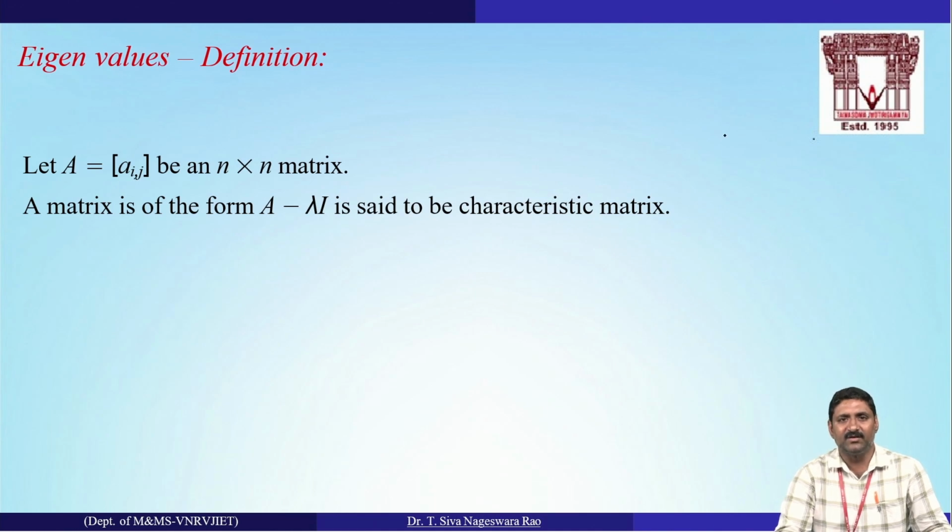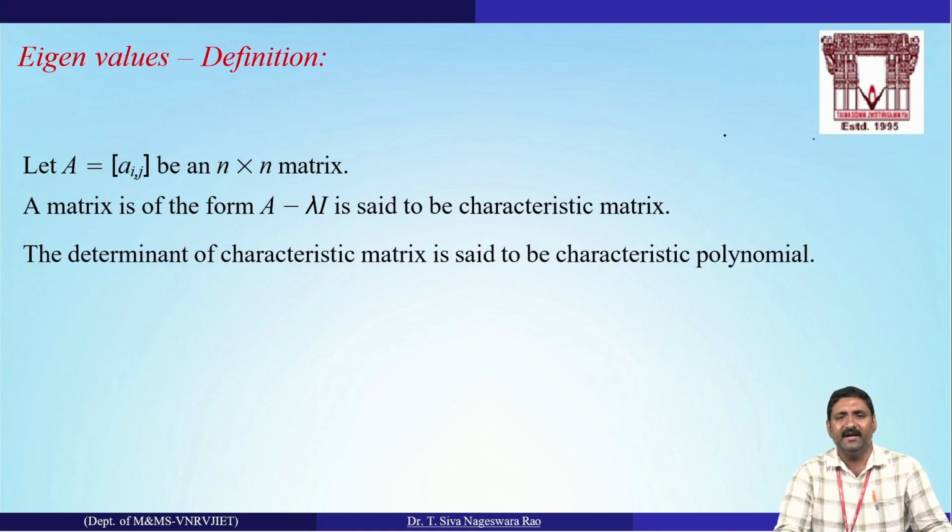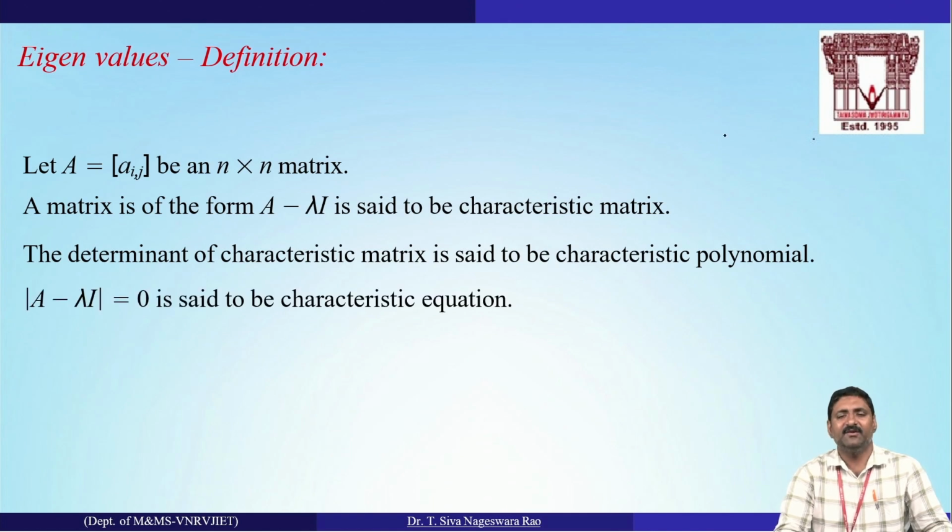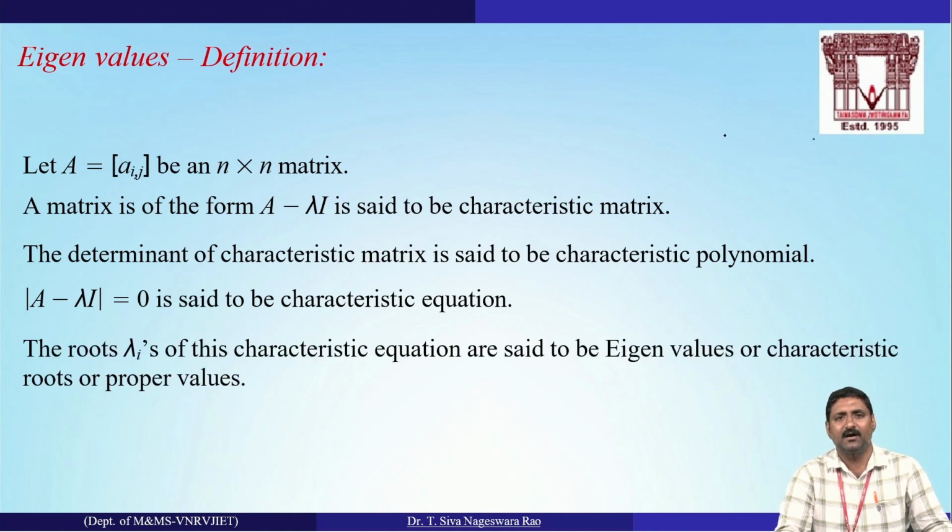If it is 2 by 2, we will write I is equal to 1 0 0 1. If capital A is of order 3 by 3, we will write I as 1 0 0, 0 1 0, 0 0 1. So here we will construct a characteristic matrix of the form A minus lambda I. By finding the determinant of A minus lambda I, we will get the characteristic polynomial. By equating this characteristic polynomial to 0, we will get the characteristic roots. The characteristic roots are also called eigenvalues or proper values.